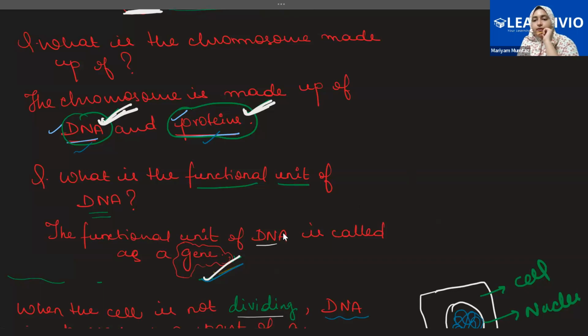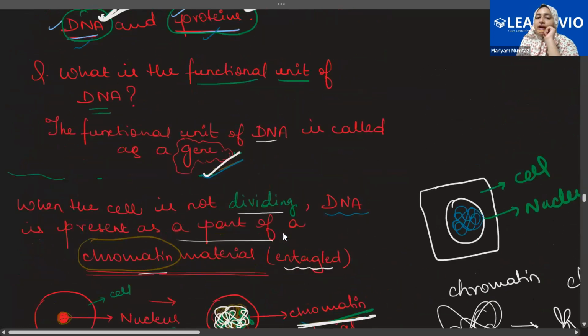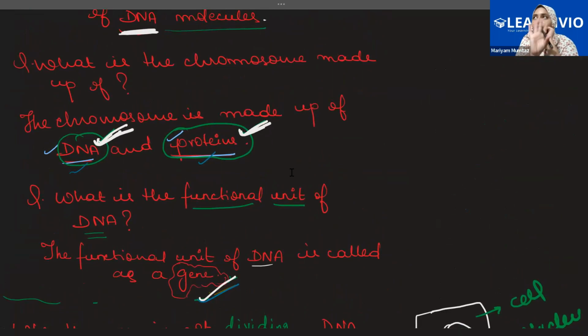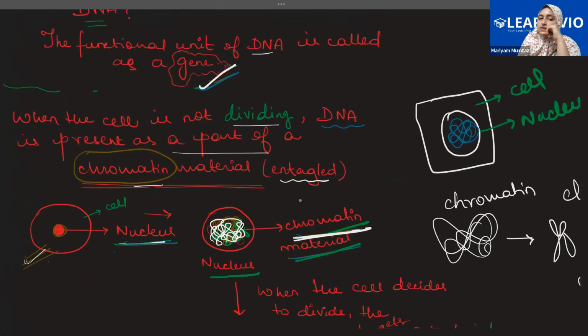Okay, good. Now, remember, whenever we study the nucleus, its shape and its components, we do it at two different times. We do it when the cell is not dividing, and we see it when the cell is dividing. But the best findings that we can get are when we look at them when the cell is not dividing. So remember, whenever the cell is not dividing, the DNA is present as a part of chromatin material.